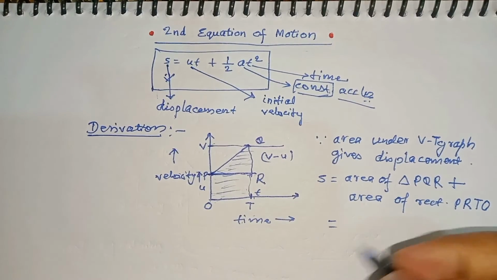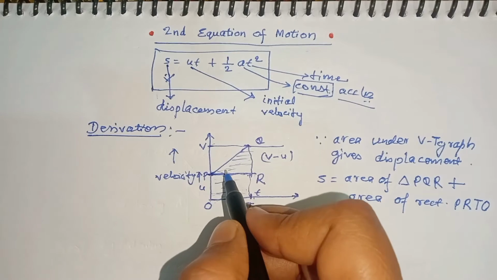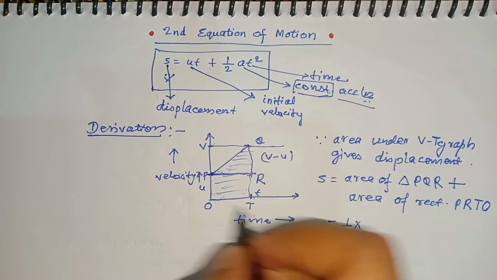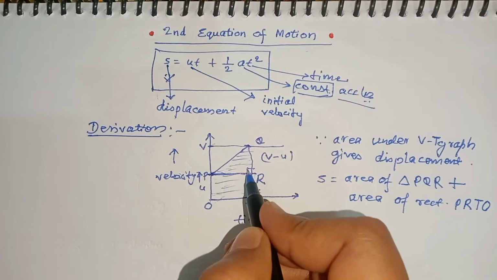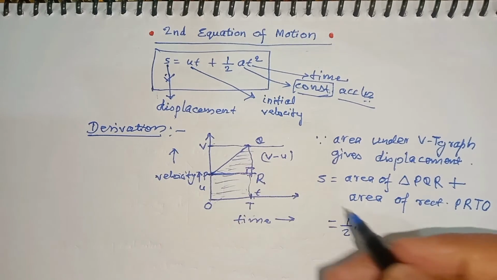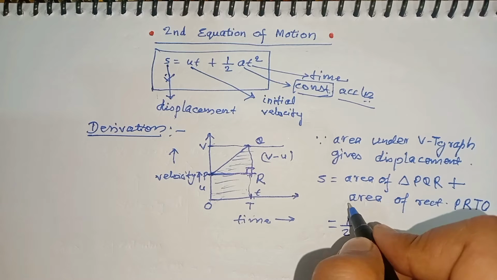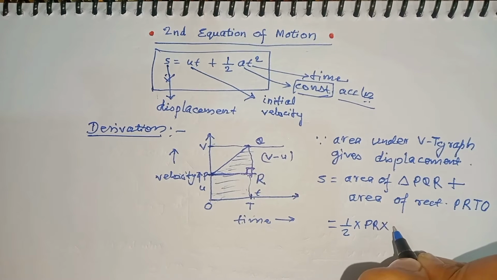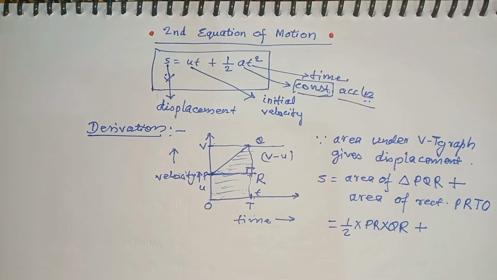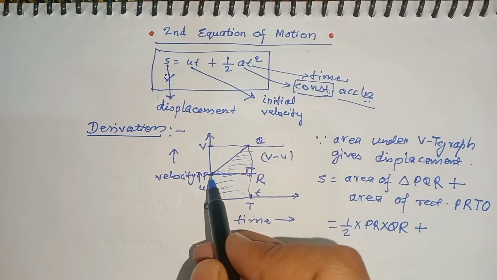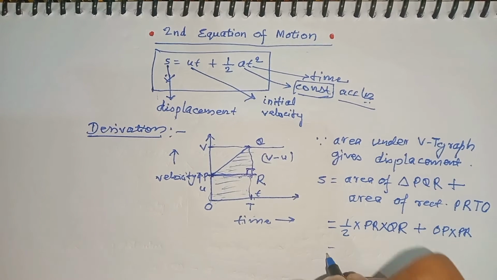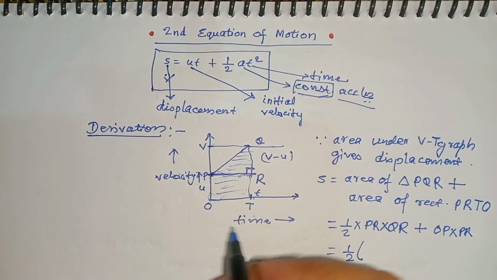So the area of the triangle will be half base into height, as per the formula. This is a right angle triangle. So half into base, which is PR, into height, which is QR, plus the area of rectangle OPRT. This is length into breadth, OP into PR.